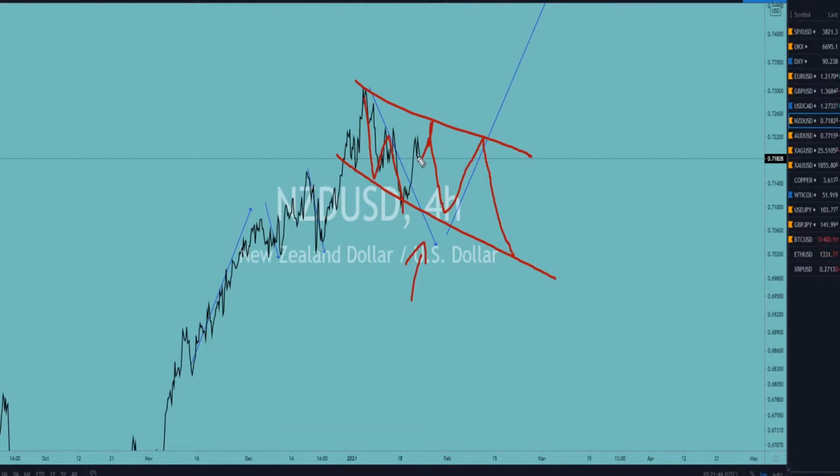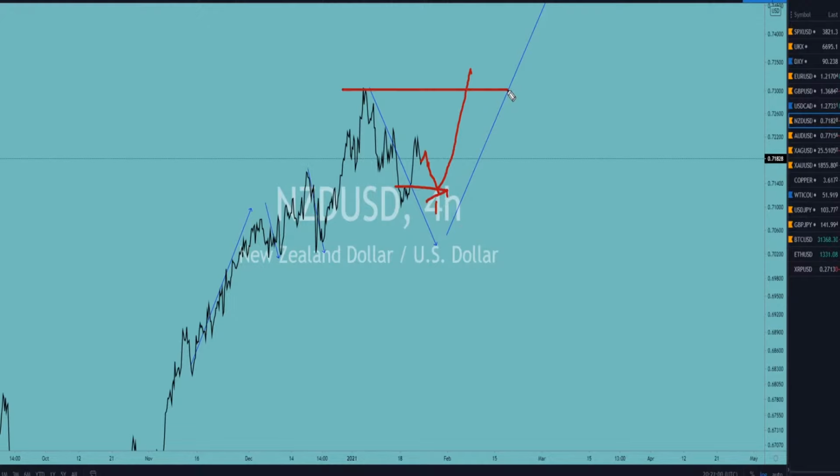So try to identify the end of this. I don't suggest taking a trade around here. Potentially try to take a trade if it does that, a retest of this area, potentially take a trade to the upside towards these areas.